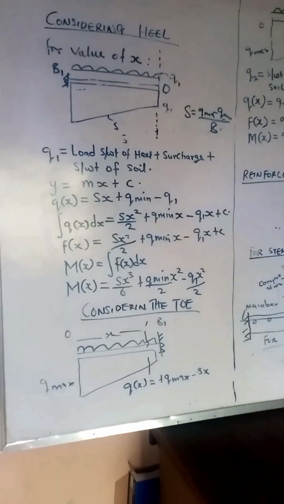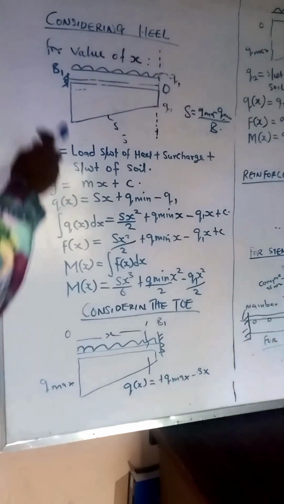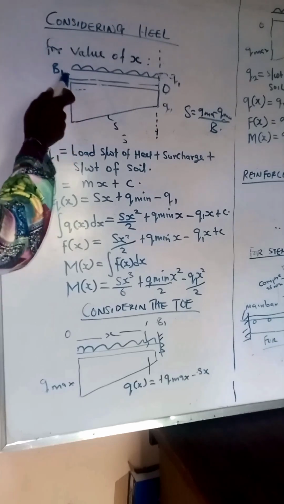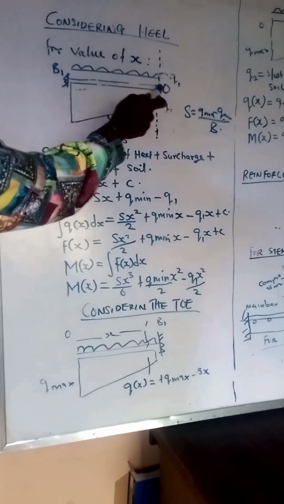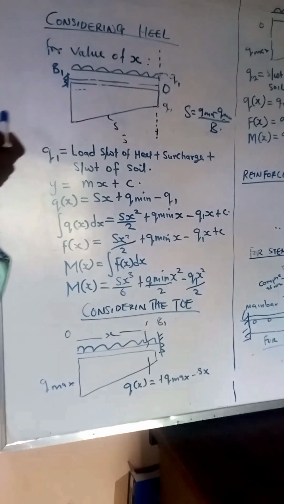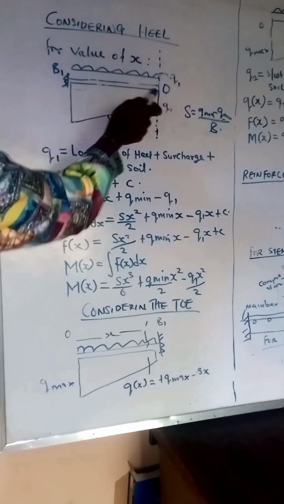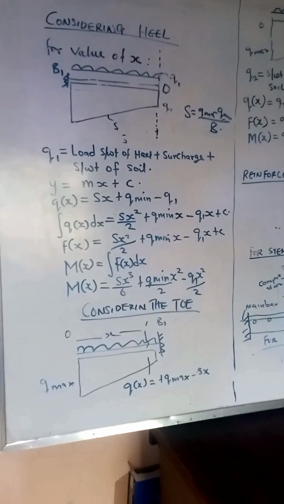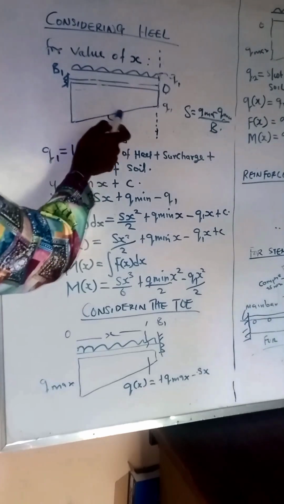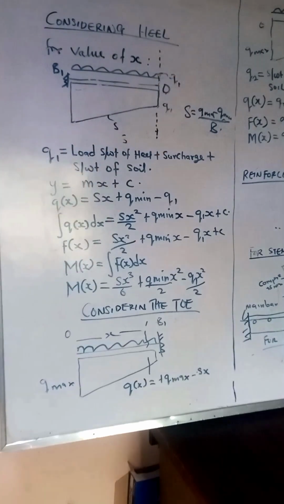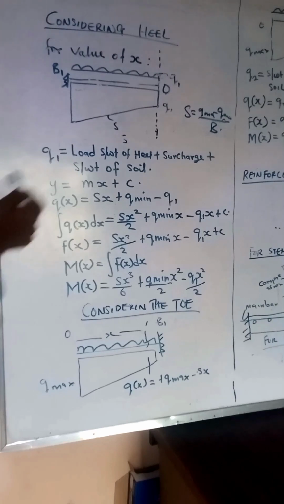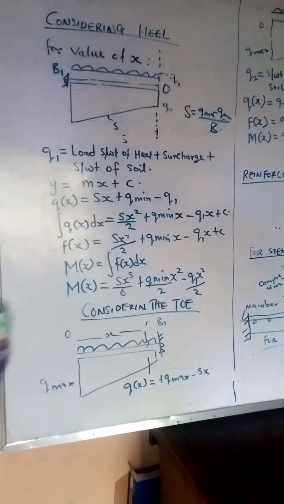So considering the heel for our design like we've done, we split the toe and the heel. Now, if we consider the heel, the cantilever end is the zero end at this point. So we're going to take it in this direction. So we are taking an expression in terms of x, the distance from 0 down to b1. So if we do that, we are going to have our slope, which remember from the general pressure diagram, we've already gotten the slope as Q maximum minus Q minimum over B. Okay, and that is a positive slope.